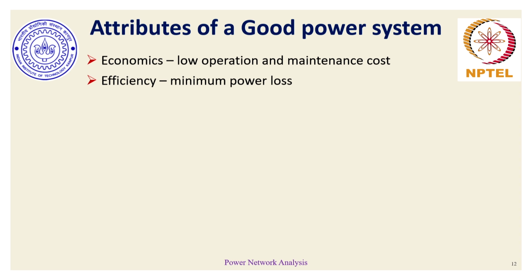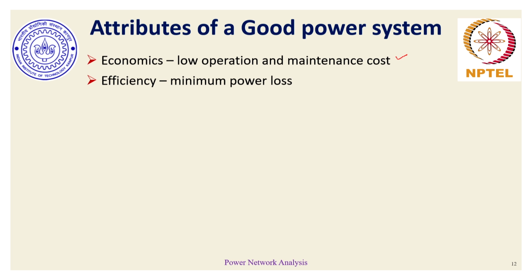Coming to a few good attributes, or a few expectations, from a so-called good power network. The first one is economics. Any planner or any operator would like to minimize the operation cost involved in the organization. The same holds true for a power network. As long as operation and maintenance costs are low, the economics of the system is maintained.